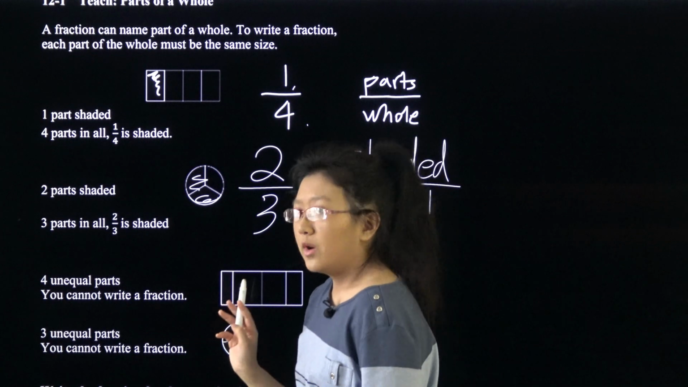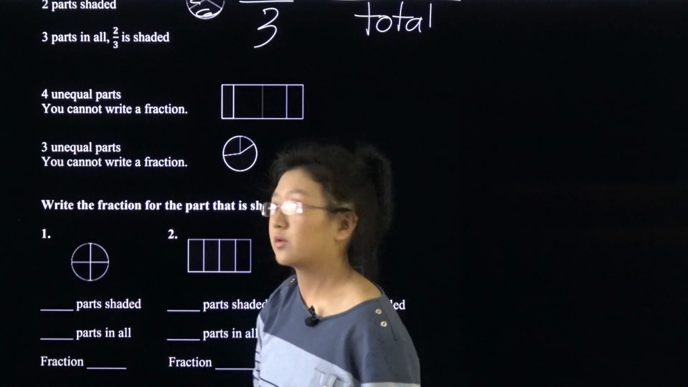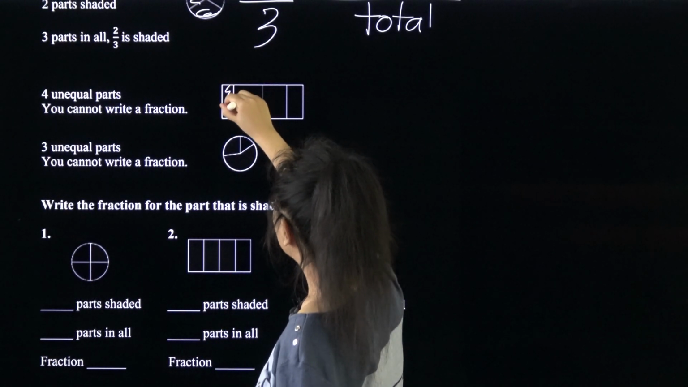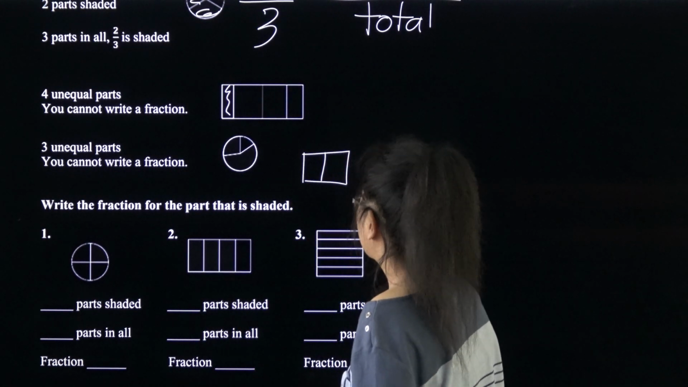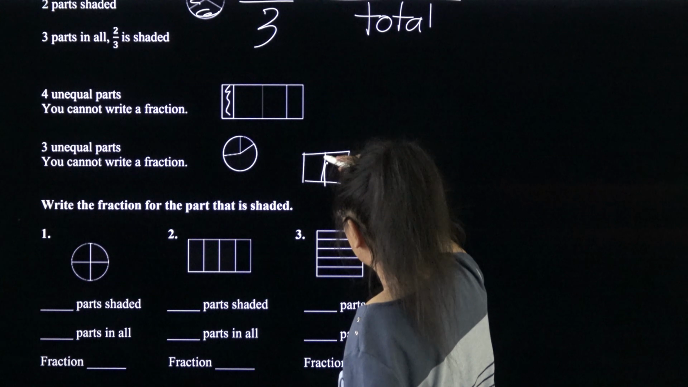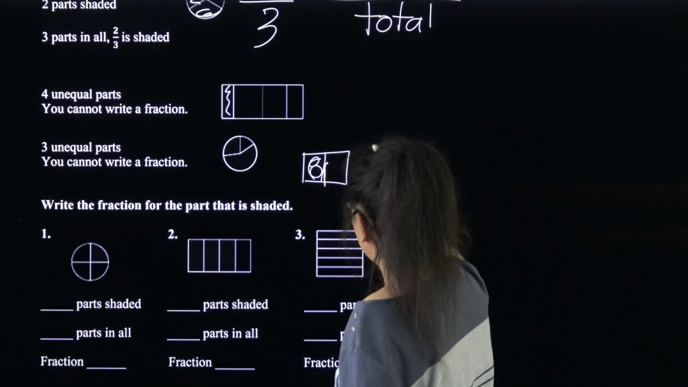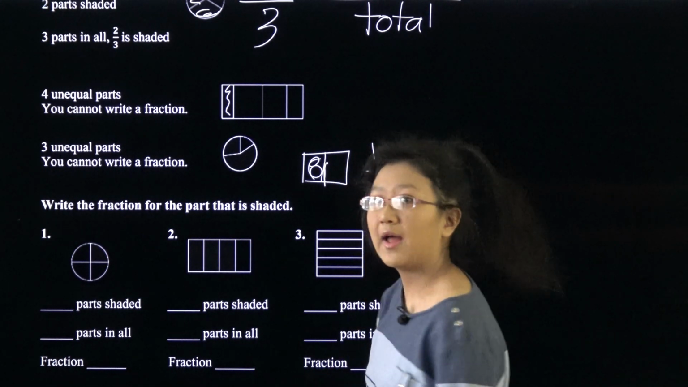Now, what about for unequal? Well, you can't write a fraction for unequal parts, such as this one. You can't write a fraction for it. Pretend this is equal, and then this is shaded. So that would be 1 over 2, which is half, right?